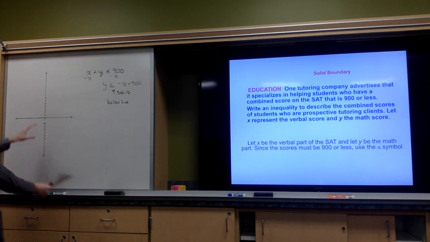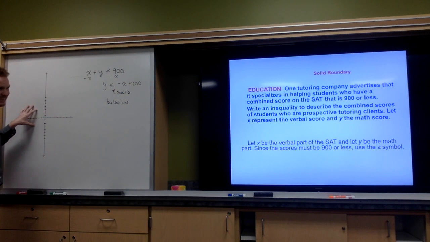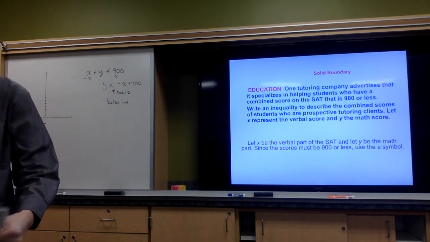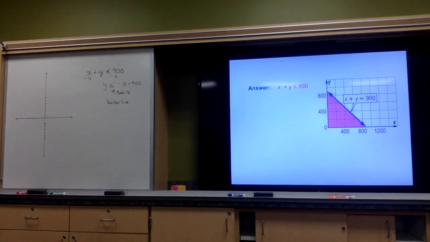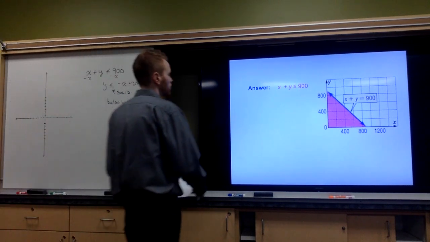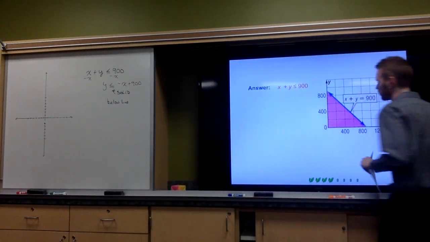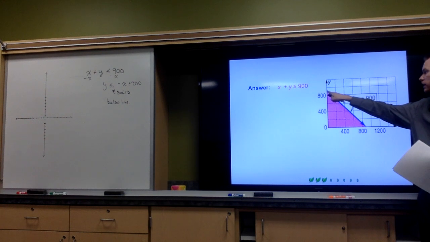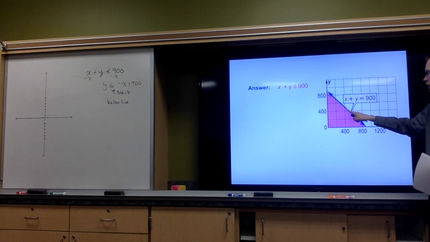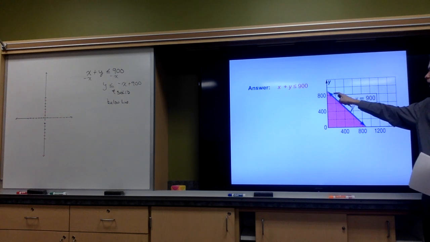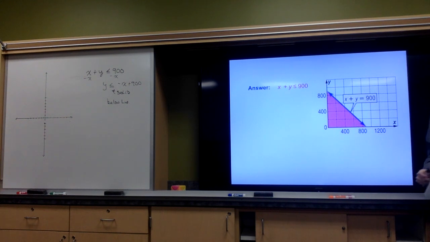To preserve my wonderful grid, I'm going to show you what this graph looks like on the PowerPoint. Okay? So here we go. As you can see, my y-intercept's at 900, which is up here. It's negatively sloped, so it'll be in this direction. It's a solid line, and I'm shading below, right?